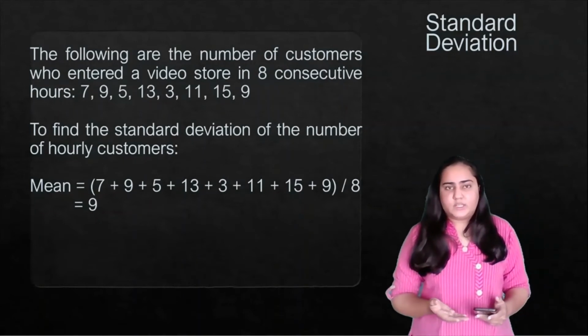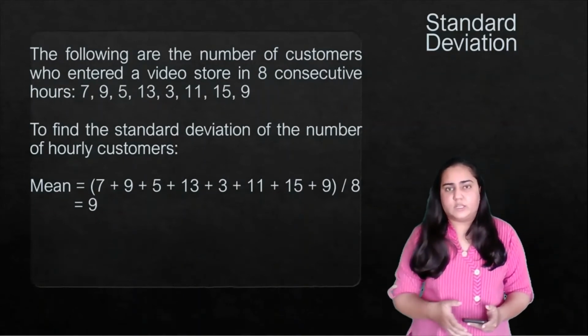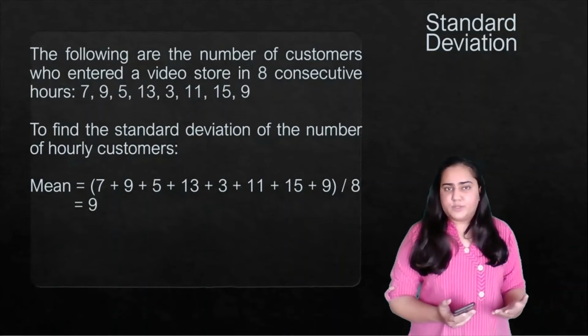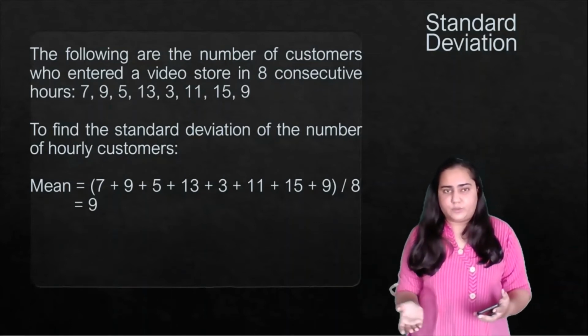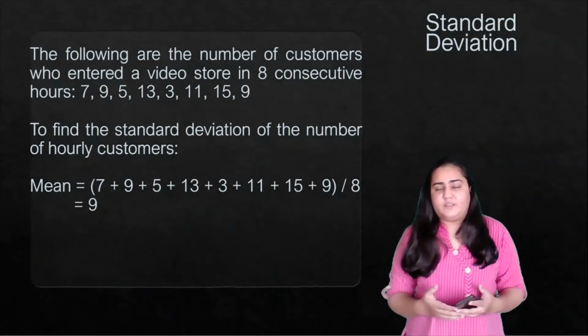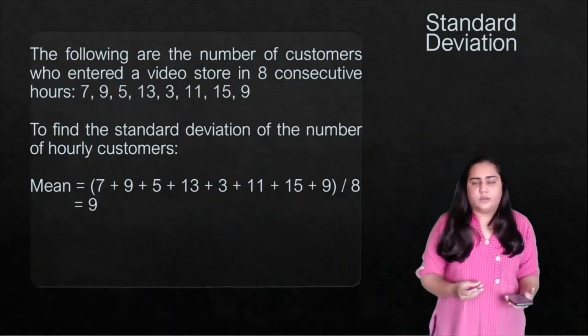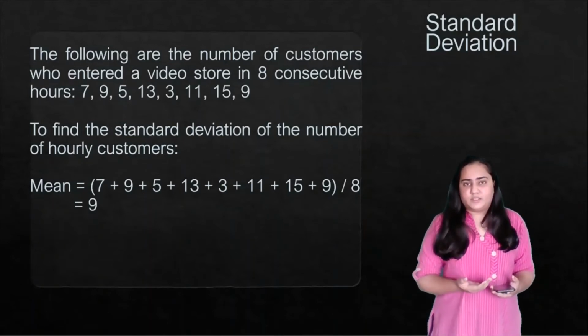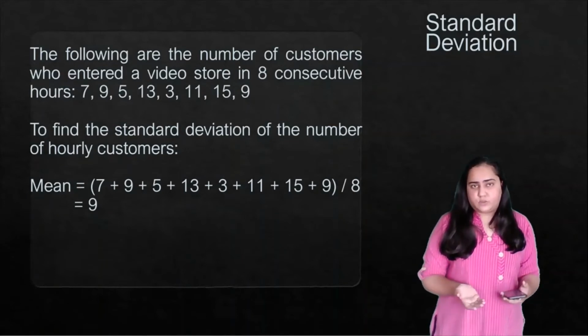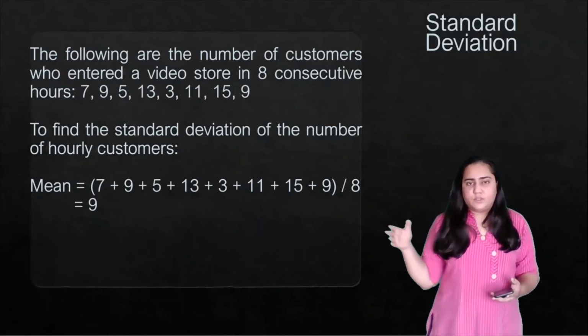To calculate standard deviation, we are going to use this data of the number of customers who entered a video store in 8 consecutive hours. Let's say the time is from 12 p.m. to 8 p.m., and every hour we are keeping track of how many customers entered a particular video store. Those numbers are given here.